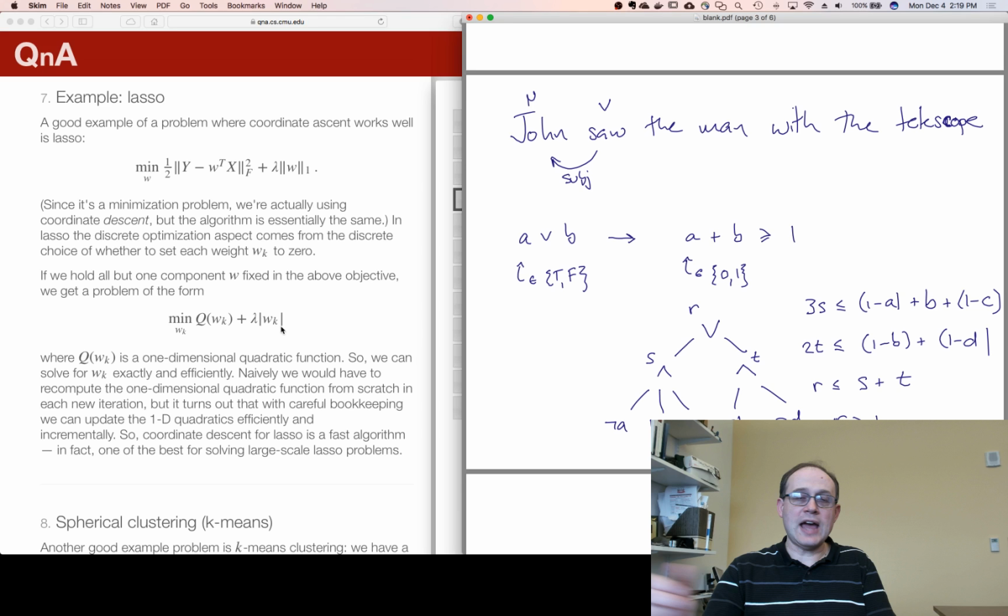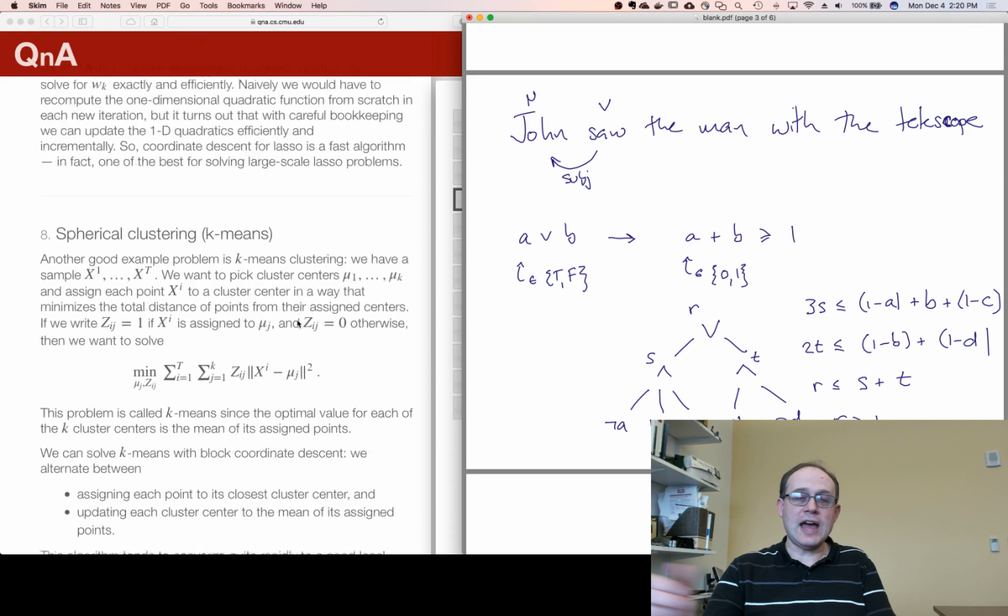ranges of the absolute value, right? You just check whether a negative solution is true, you check whether 0 is optimal, and you check whether a positive solution is optimal by computing, setting the derivative to 0 under each of those assumptions. So it's fast to solve a problem like this, and so hill climbing and in particular coordinate ascent can have very fast iterations for lasso.